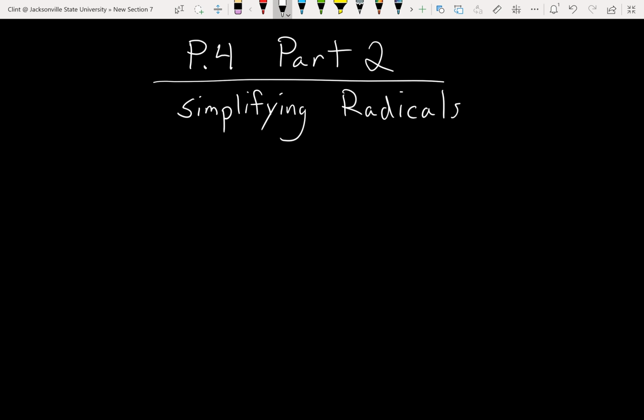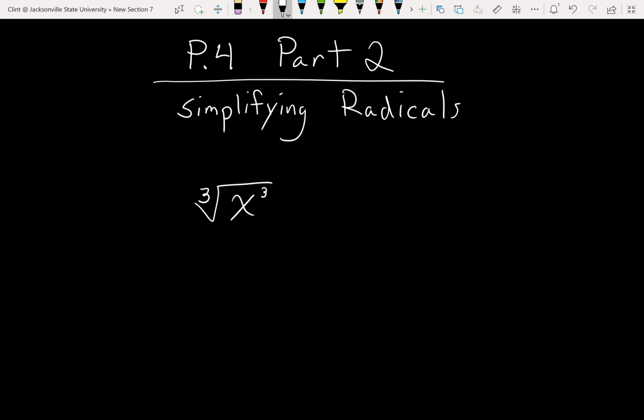Okay, part 2 of section P.4. I actually left out 2 topics last time. For some reason, I just forgot to talk about simplifying radicals. So this video has 2 topics. We're going to simplify radicals, and then we're going to talk about rationalizing. So simplifying radicals, we're talking about things like writing a radical in simplest form.